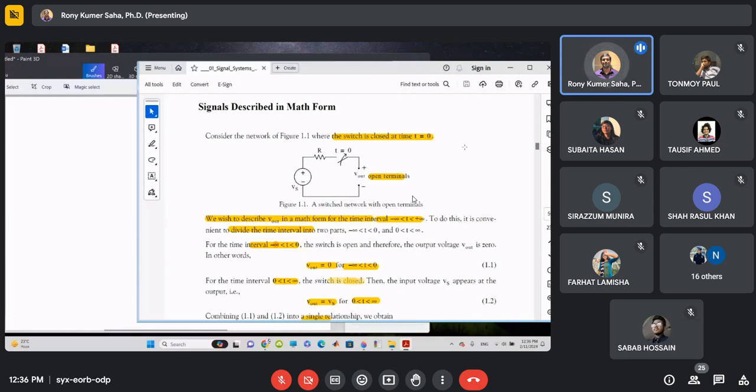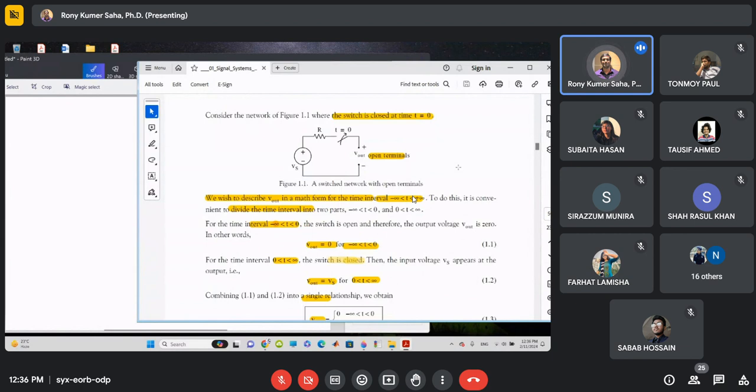So this is just a simple electrical circuit, you can say. With the DC source, the switch is closed at time t equal to 0. So you just have to express the output voltage. It's just a simple electrical circuit. Maybe you have solved this one in Circuit 1.